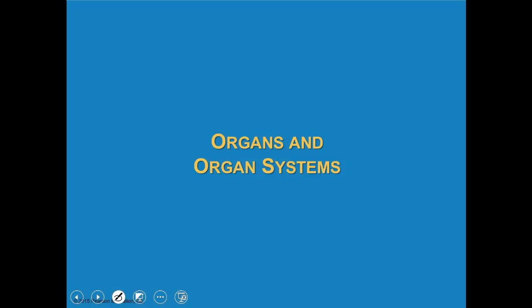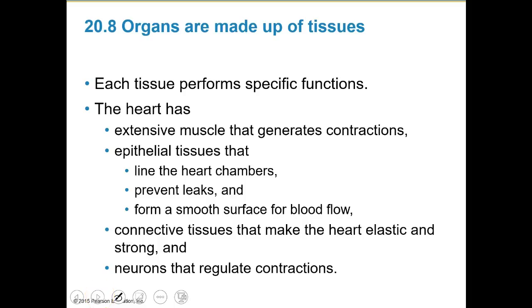This was a big one for your project. So organs and organ systems are what you need to describe in each of your animals. Well, not individual animals. Remember, you're talking about the whole group, not just one particular animal. Each tissue performs specific functions. We got that. So the heart is an extensive muscle that generates contraction. Epithelial tissues that line the heart prevent leaks and form a smooth surface for blood flow.